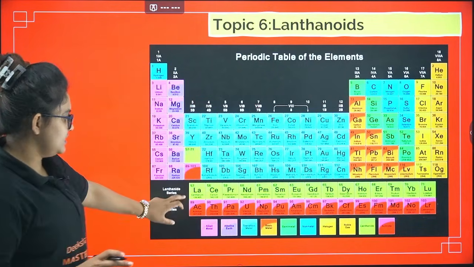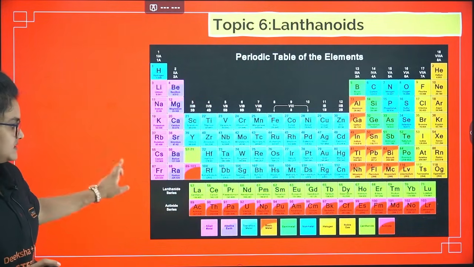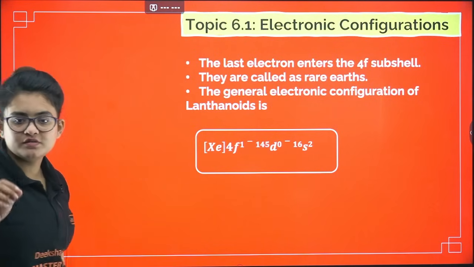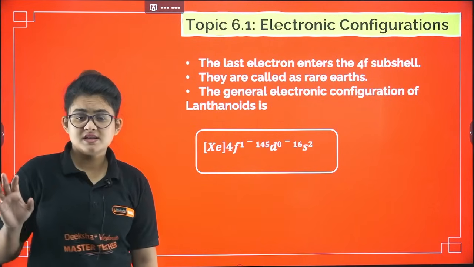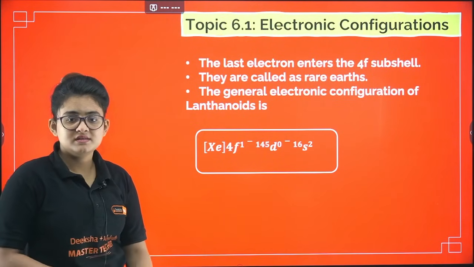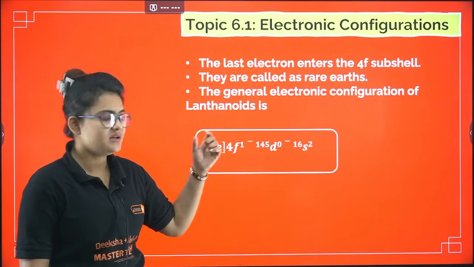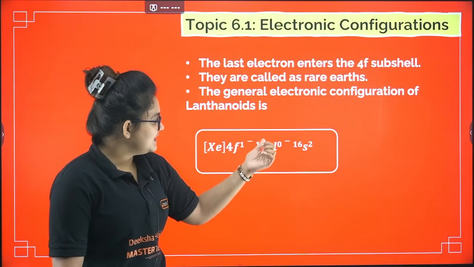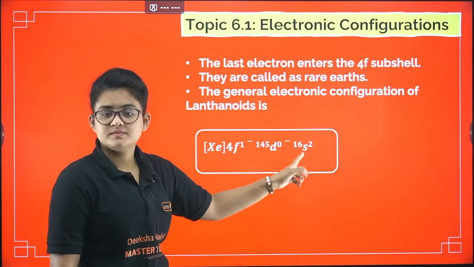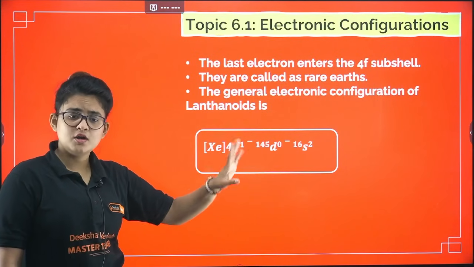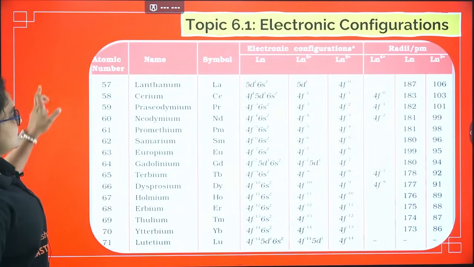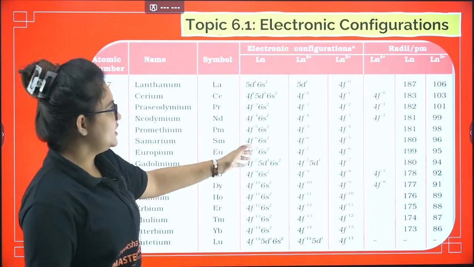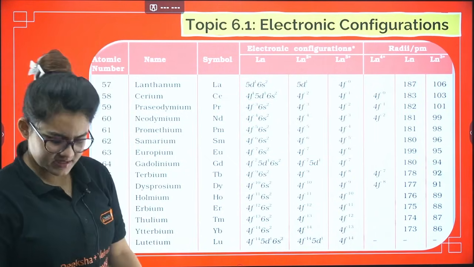Okay, so this is the position of lanthanides. We are going to start. Here you can see this is the lanthanide series, this is the actinide series. In lanthanides, the last electron enters the 4f, and these are called the rare earth elements. This is the general electronic configuration: xenon, after that 4f 1 to 14, then 5d 0 to 1, 6s2. That's it. This is the entire lanthanide series along with their electronic configuration. You will get it in your NCERT as well.